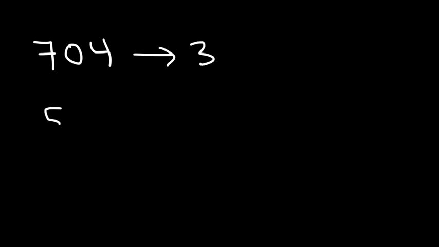Now let's say we have a 0 in between 2 non-zero numbers. Is that 0 significant? All zeros between 2 non-zero numbers will be significant. So 704 has 3 significant figures. 5006 has 4 significant figures.